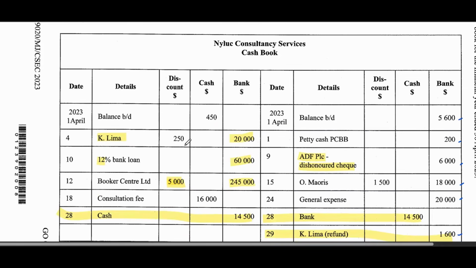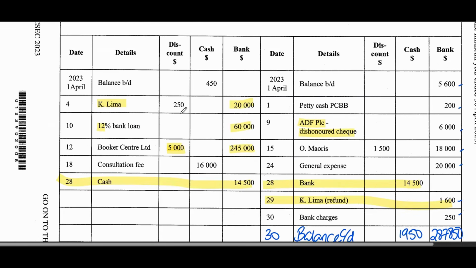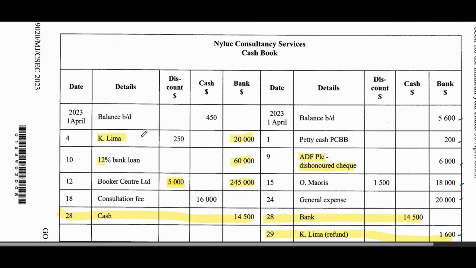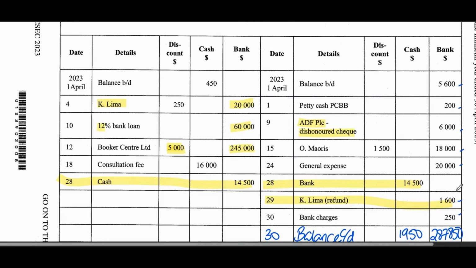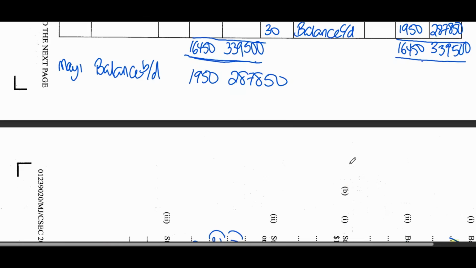Lima did in fact receive a discount of $250 when they paid us $20,000 by a check. So we have the entries in our cash book here, so we need to go to Lima's account and complete the double entry there. Also remember, Lima got a refund from us of $1,600. So guys, let's get it done.